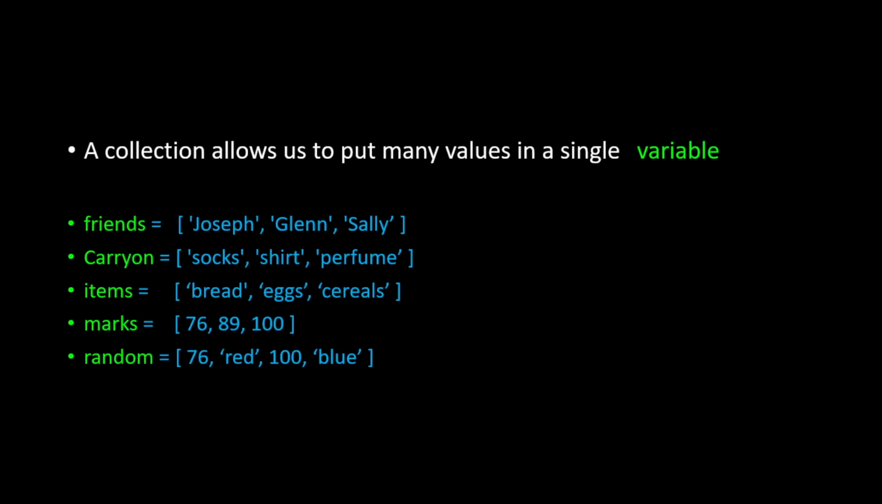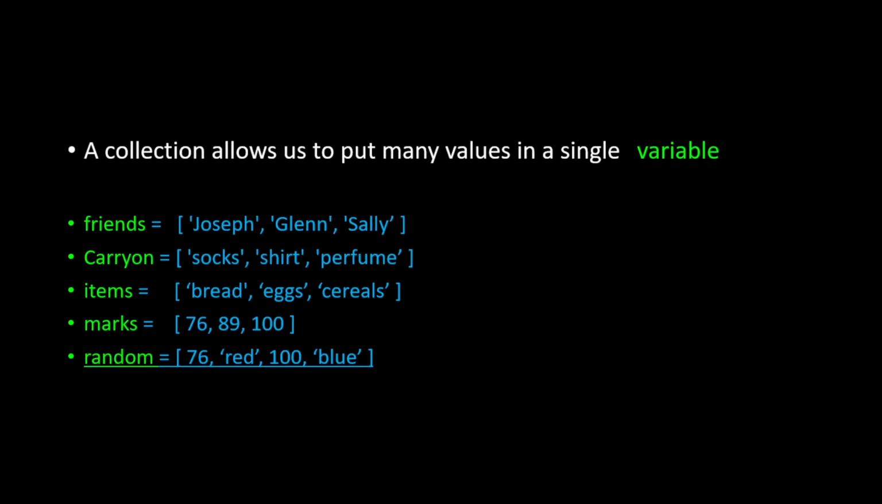These are different types of lists, and the elements stored in these lists are of different data types. If we look closely at the last list, random, the elements stored in this list are of different data types. The first element is 76, which is an integer. The next one is a string, which is red, and the third one is again an integer, and the fourth one is a string.